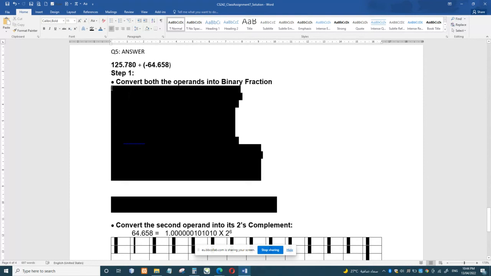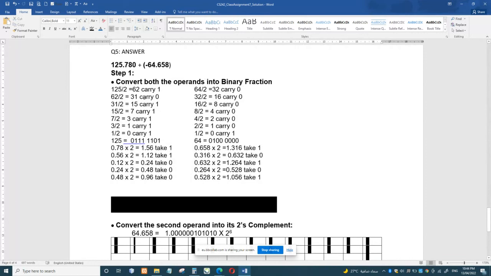So convert both the operands into binary fractions. In order to convert both the operands to binary fractions, you can see what we are doing. 125, this is a whole number, we can divide it by 2. 62 is the quotient, carry is 1. This is another way of converting any decimal number to binary. If you are confused, please try to understand. This is your positional value 1. You see that 125 is being represented here.